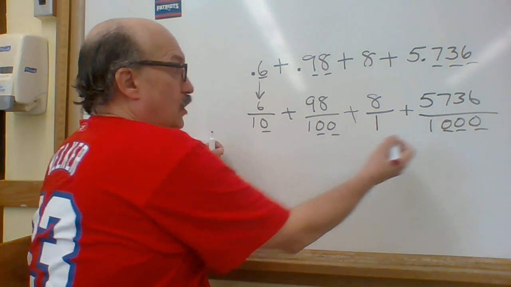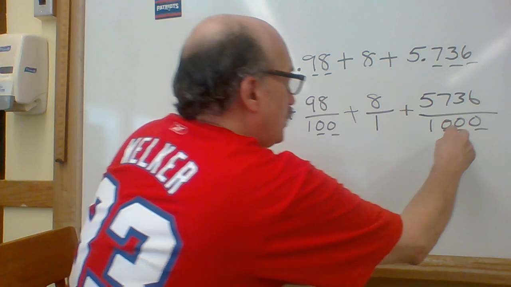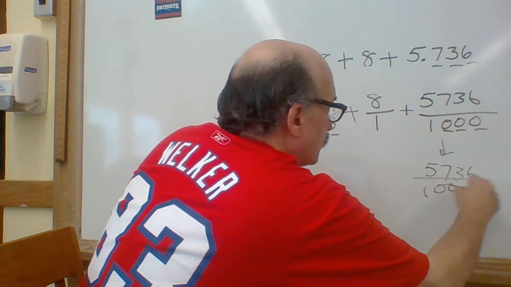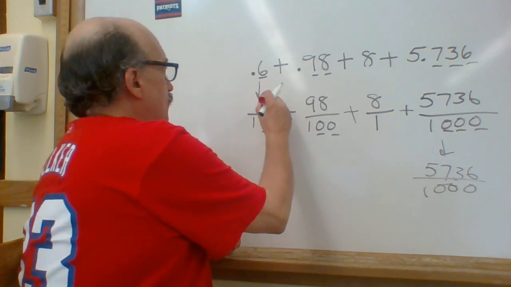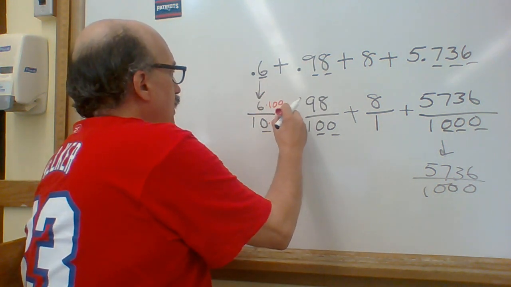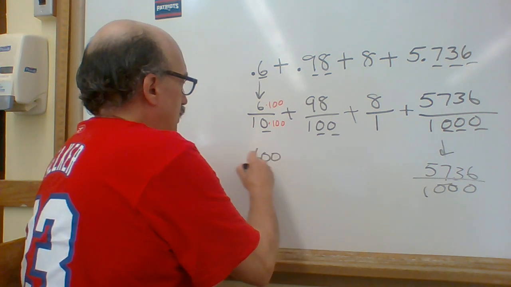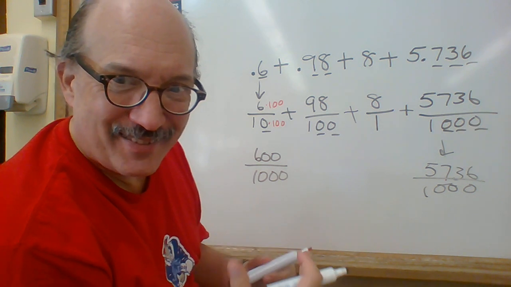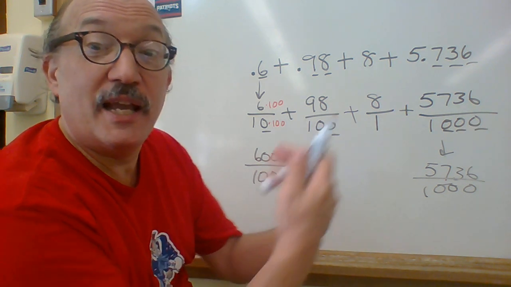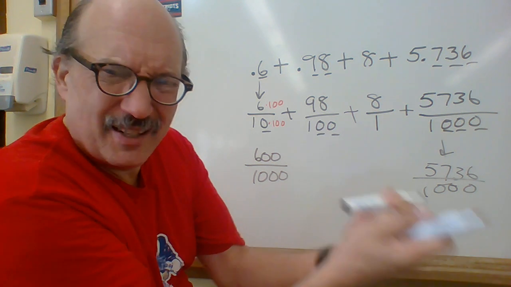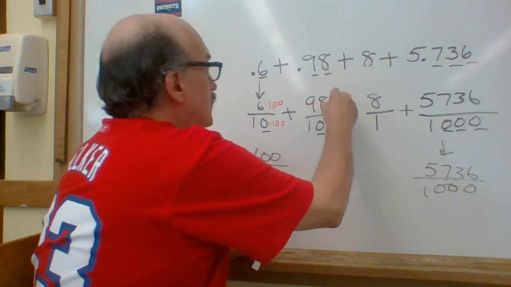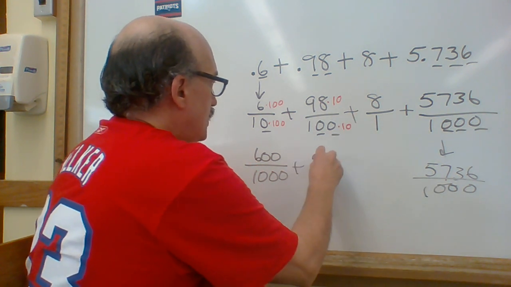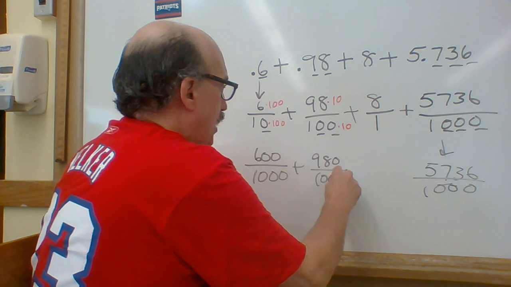All right. The common denominator is 1,000, so we're not going to change this. We're just going to keep 5736 over 1,000. This one here, of course, we're going to multiply the top and bottom by 100 and get 600 over 1,000. Equivalent fractions, multiplying the top and bottom by the same number, getting an equivalent number. It looks different, but it's the same number. Times 10 here, again, to get the common denominator of 1,000, plus 980 over 1,000.